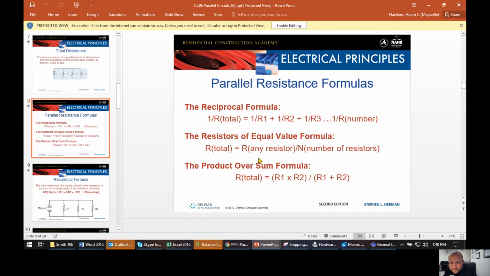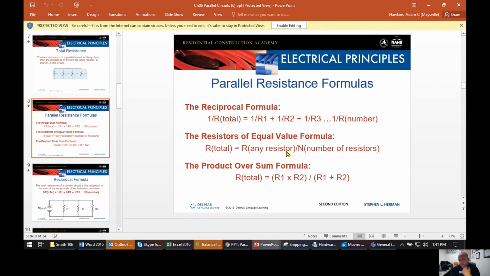So here are your formulas, and I'm going to go over these in class because this is complicated. One that's easy is the middle one, the resistors of equal value formula. This would be the case if you had, say, three 60-watt light bulbs all wired up in parallel. If they all have the same resistance, then the total resistance of the entire circuit is equal to the resistance of any one bulb divided by the number of resistors.